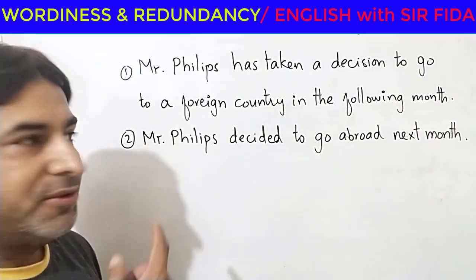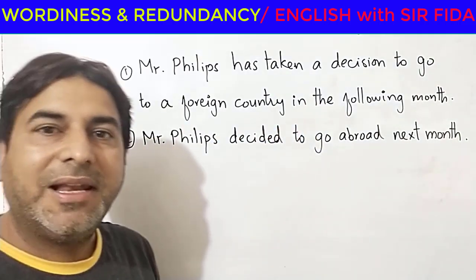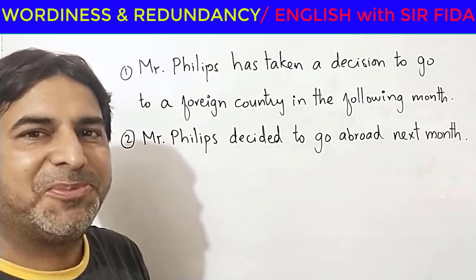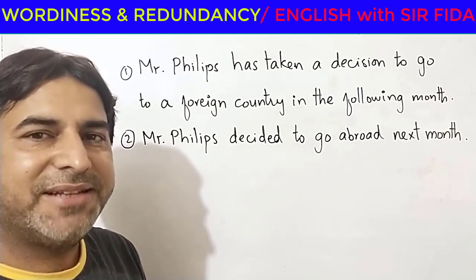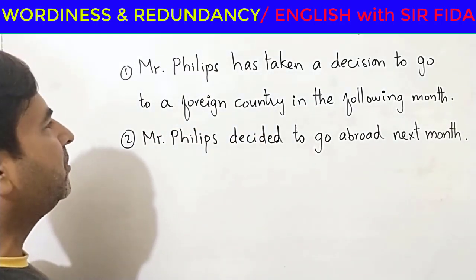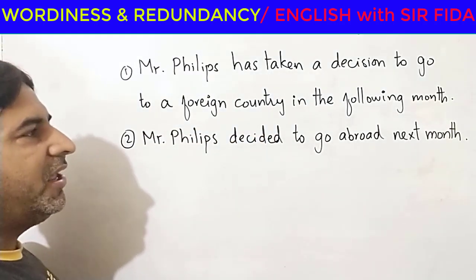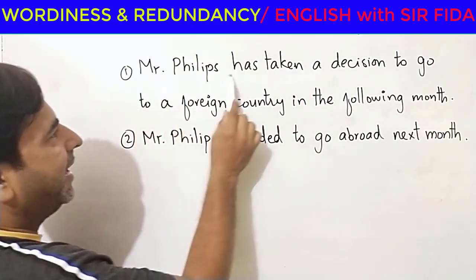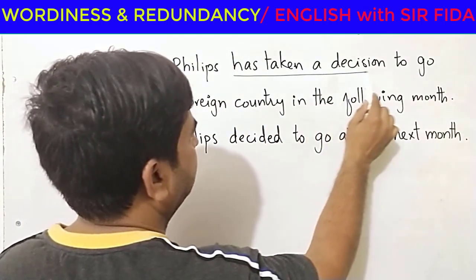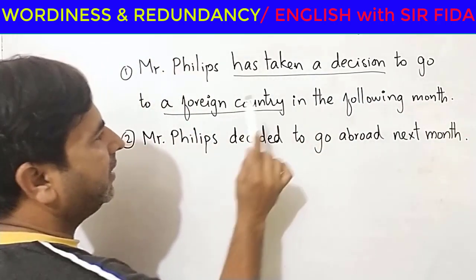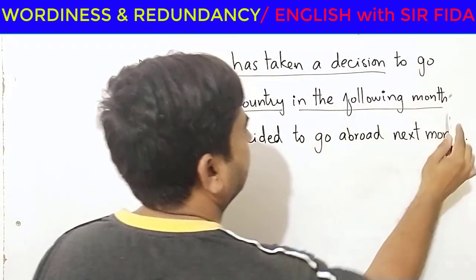Look at these two sentences. Let's read them first and then we will decide what you are supposed to do. Look at sentence number 1. Mr. Phillips has taken a decision to go to a foreign country in the following month. Got the idea? Mr. Phillips has taken a decision to go to a foreign country in the following month.